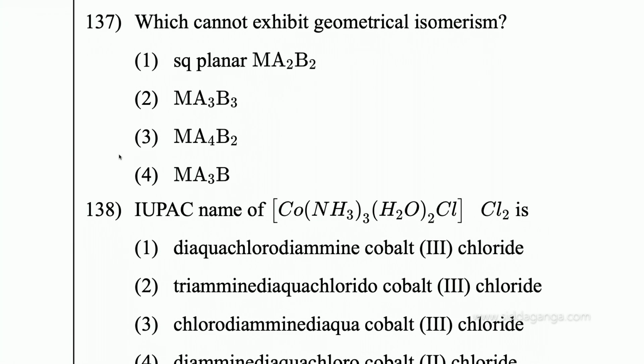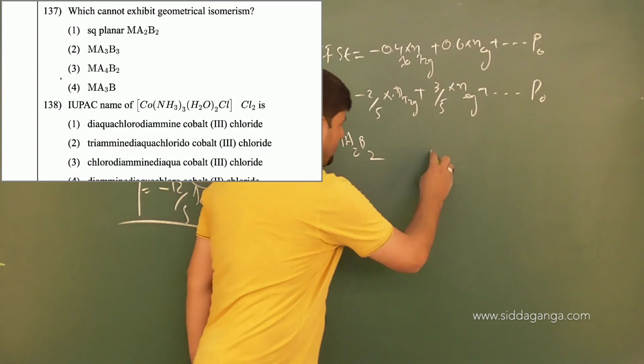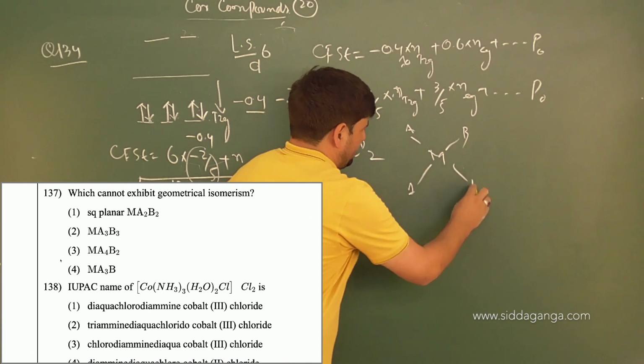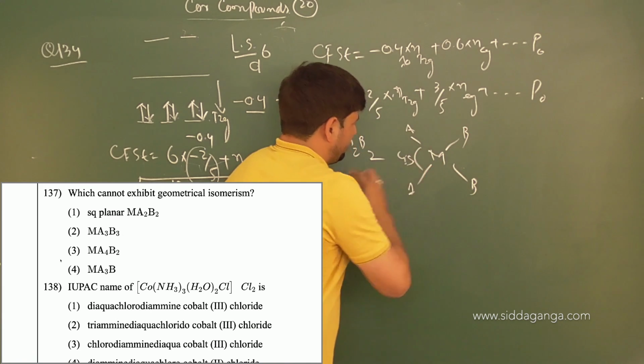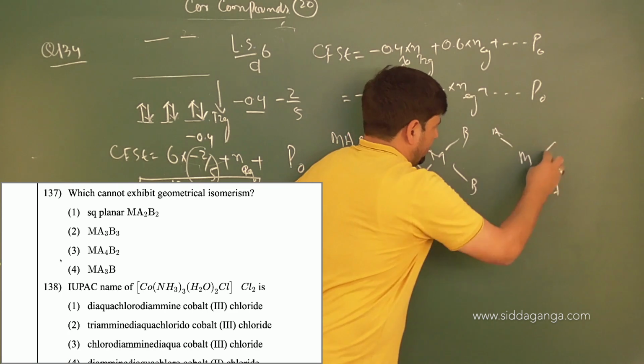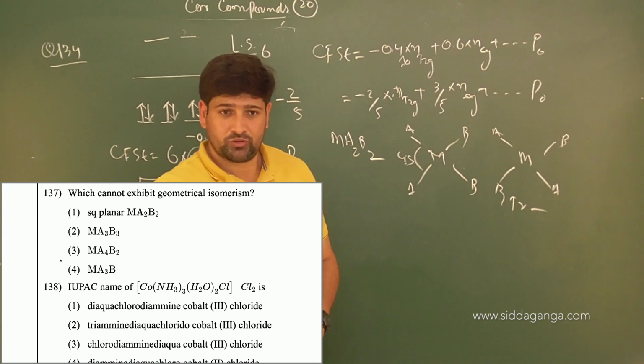Which cannot exhibit geometrical isomerism? Square planar Ma2B2 definitely. Ma2B2 100% geometrical isomerism. How? MAABB, this is cis. Its trans will be MAABB, this is trans. So it will exhibit.